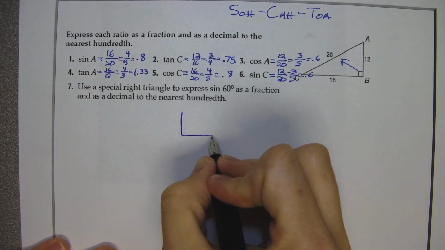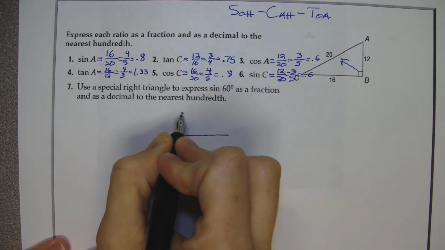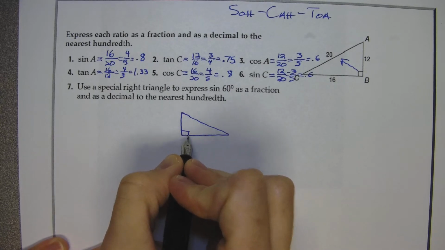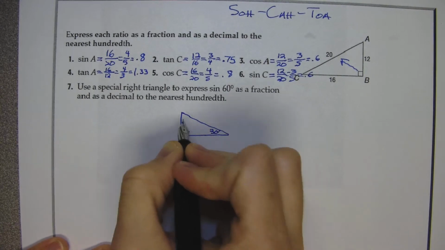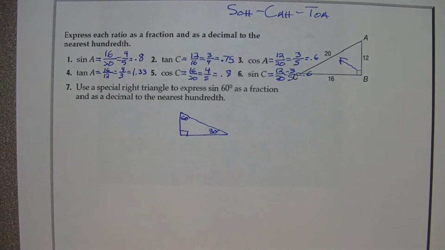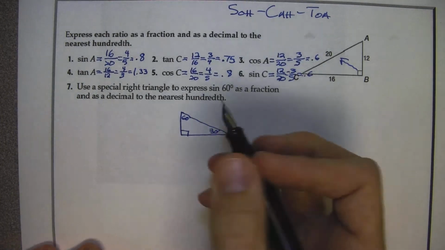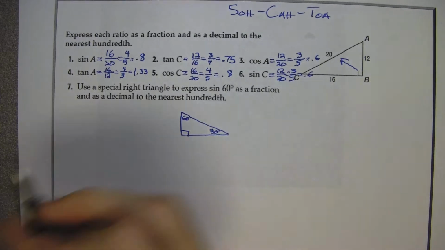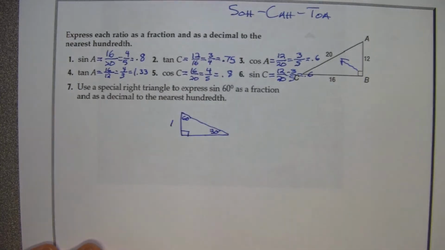So here's just a nondescript 30, 60, 90 right triangle. Okay? Now, notice they didn't give us any side measures to use, so let's make them up on our own. For example, let's let the shortest side go ahead and be 1 unit long. Might as well make it easy on ourselves.